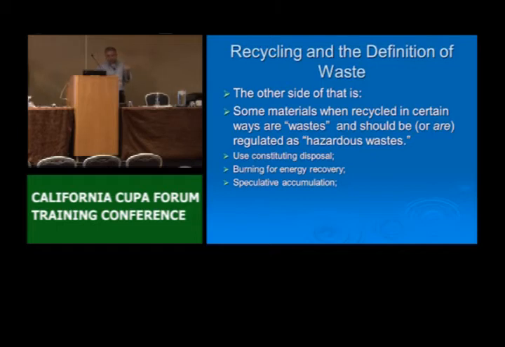So there's another way to say what the table says in words, and that is, from an enforcement or regulator perspective, the table says some materials, when recycled in certain ways, are waste and should be regulated as hazardous waste. Basically, again, when this hazardous secondary material is used in a manner constituting disposal, it should generally be regulated as a waste and a hazardous waste. The same for materials that are burned for energy recovery, and the same for materials that are accumulated speculatively or stored too long.